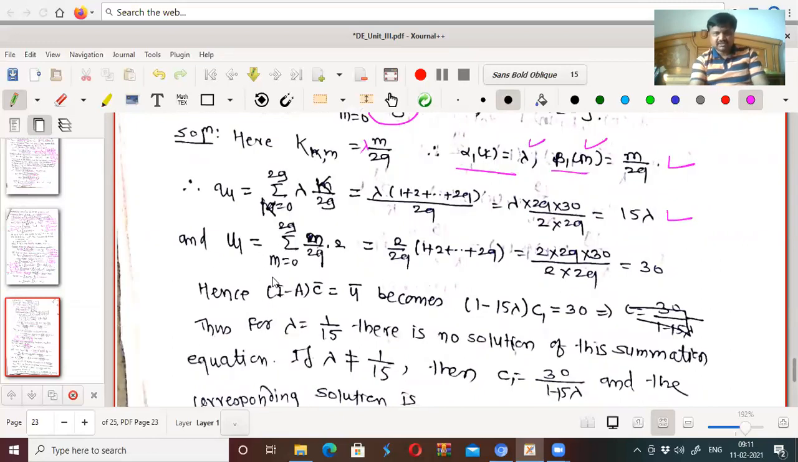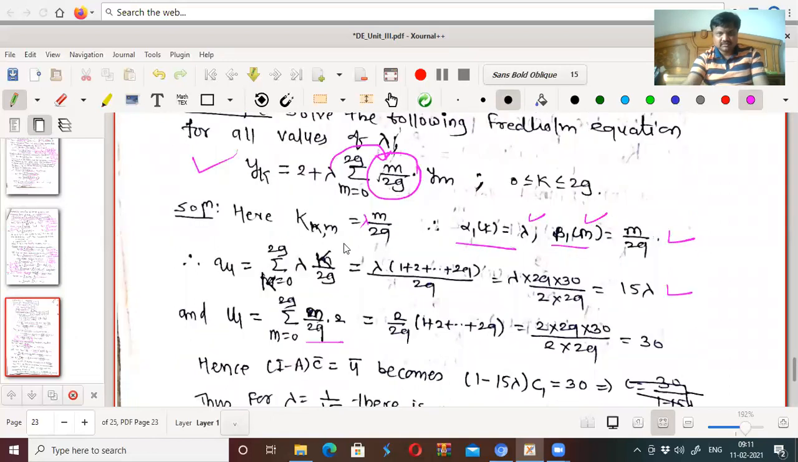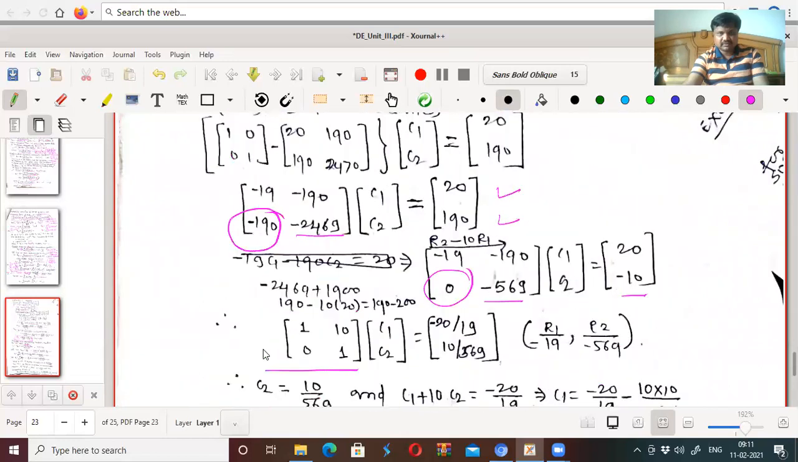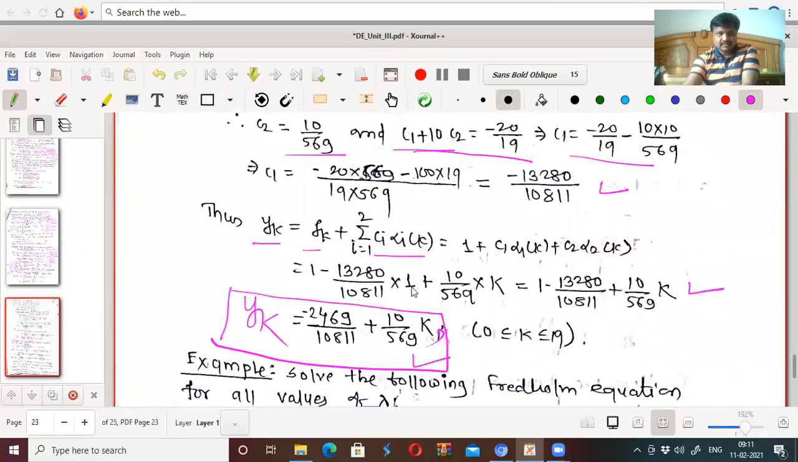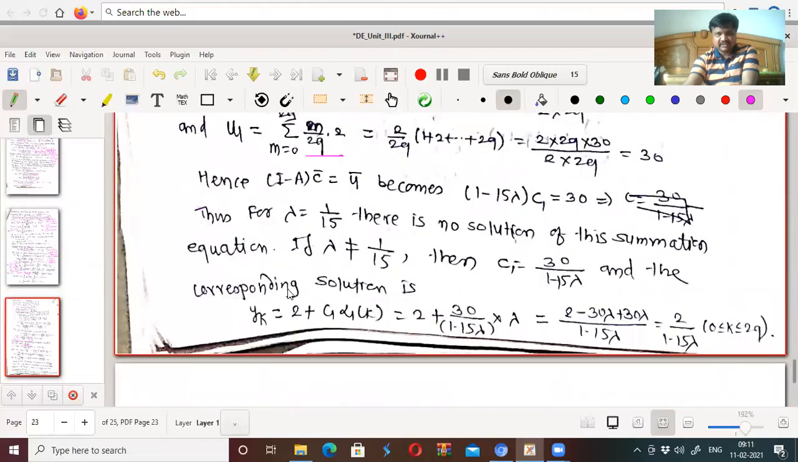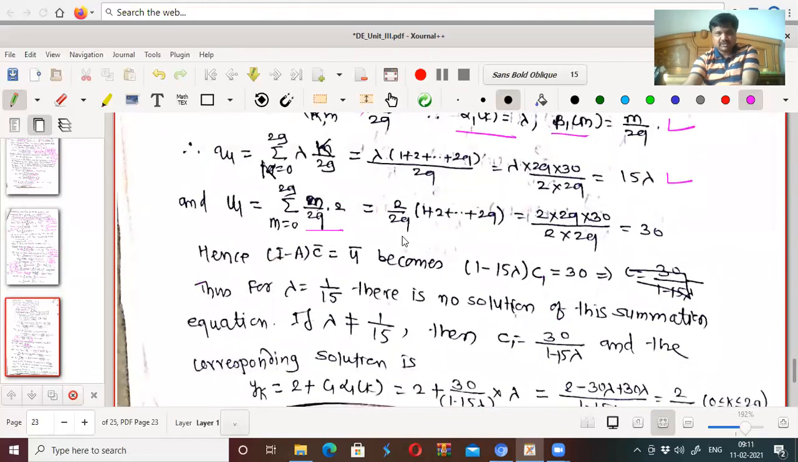Similarly, u1 equals the summation from m equal to 0 to 29 of beta jk, that is m upon 29, into 2. What is the 2 there? What is u1? U1 is the summation from a to b of beta 1k fk. What is fk here? Fk here is 2. That's why we have taken 2 there. So 2 upon 29, m from 0 to 29. Again 1 plus 2 up to 29, that is 29 into 30 upon 2. You will get 30.